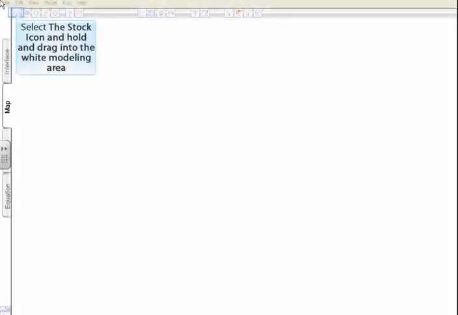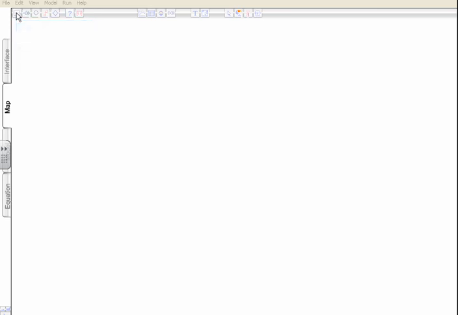We will now build our first model, a population model that has a single stock, population, one inflow, births, one converter, birth rate, and two connectors, one from birth rate to births and the other from population to births. At the end of the video, I will ask you to extend your model by building a deaths flow that will be affected by a death rate.